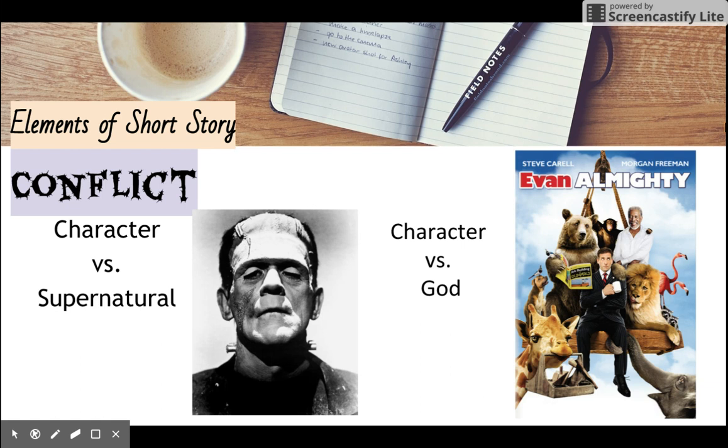And finally, the last one we'll take a look at is character versus God. So a good example is Evan Almighty, where God wants Evan to build an ark, but Evan doesn't want to, and that creates the conflict, which moves the story forward.